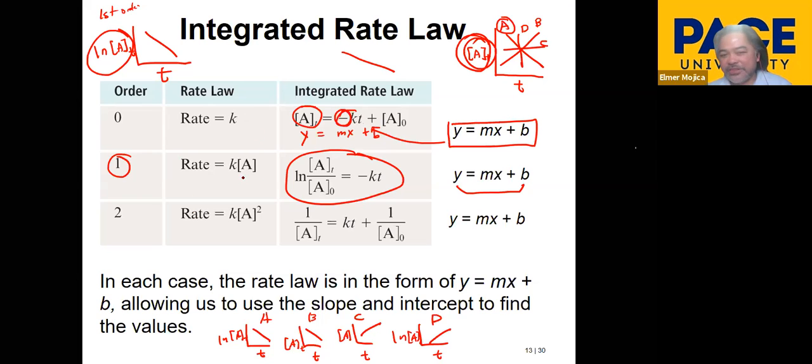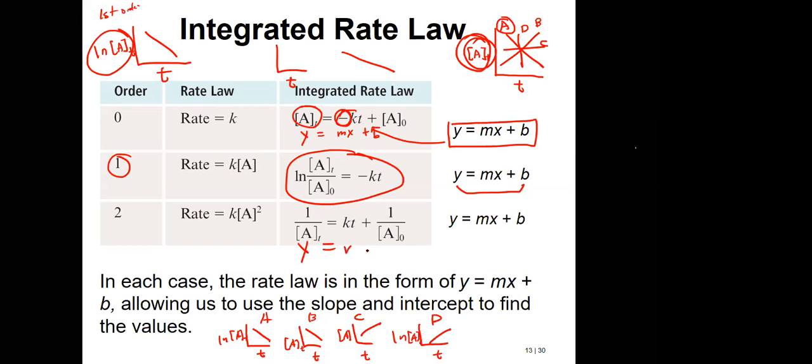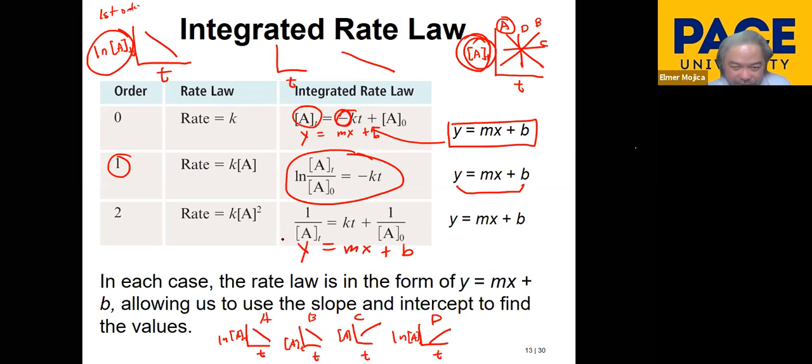Now we have that. How about the second order? How does the plot look like? So t is still the x value. Now what is the y here? Okay, so this is y equals mx plus b. So right away you could say it's the reciprocal of A with time. Now how does the plot look like? Is it A decreasing, B increasing, C a straight line, or D a straight line going down?